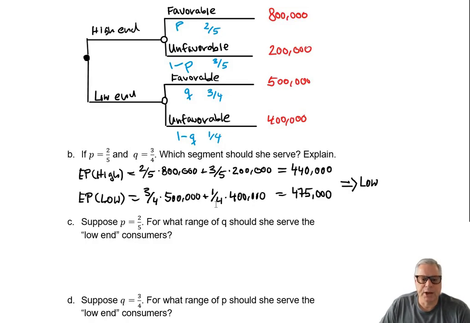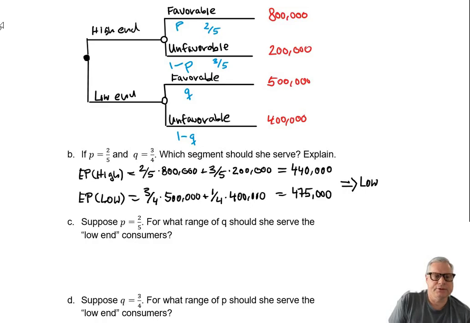Okay, so now let's do C. Suppose that the probability of favorable is 2/5. For what range of Q should she serve the low-end consumers? So in this case, Q is a variable, so let's remove the 3/4 and the 1/4 again.